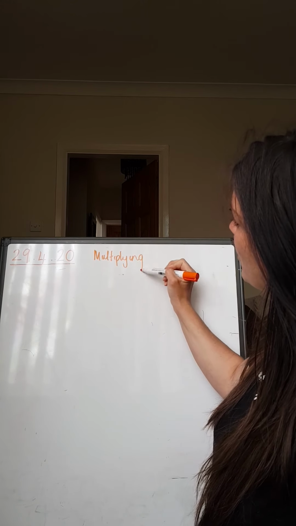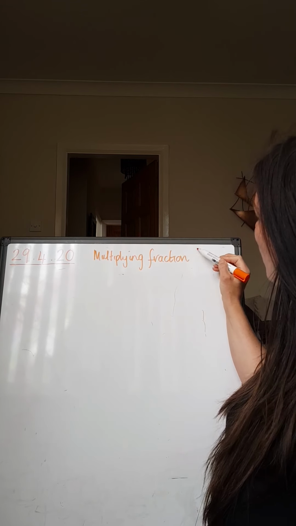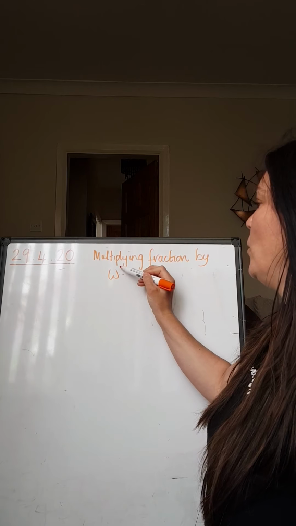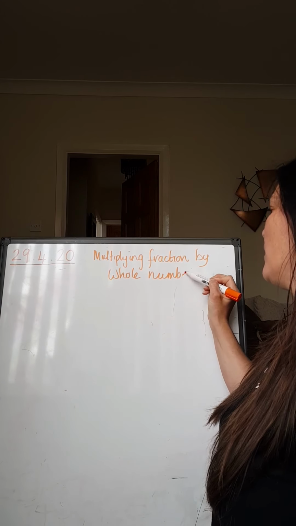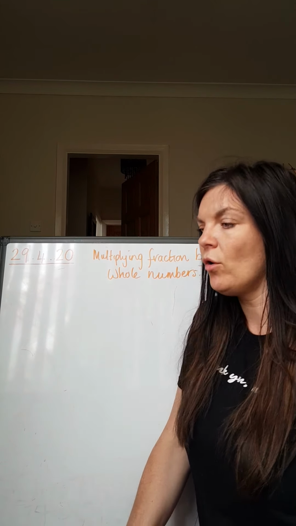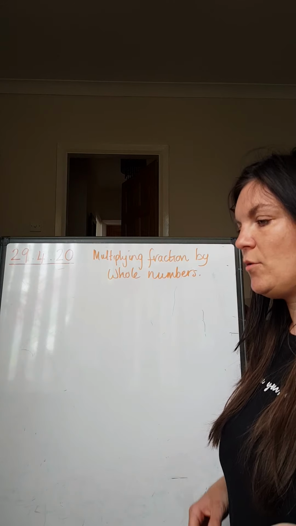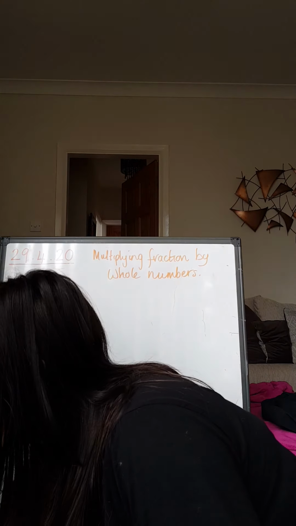Multiplying fractions by whole numbers. Now that rings a bell straight away because I know the song. I think I've put the link on the plan as well, the Number Rock song. And we know how it goes. Multiply by the top, divide by the bottom.